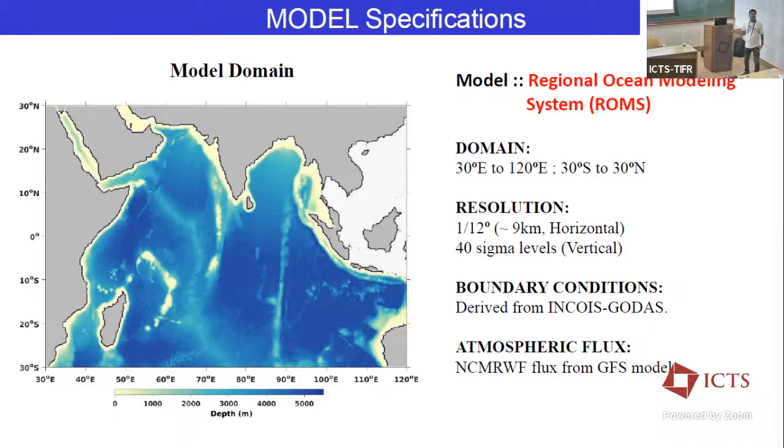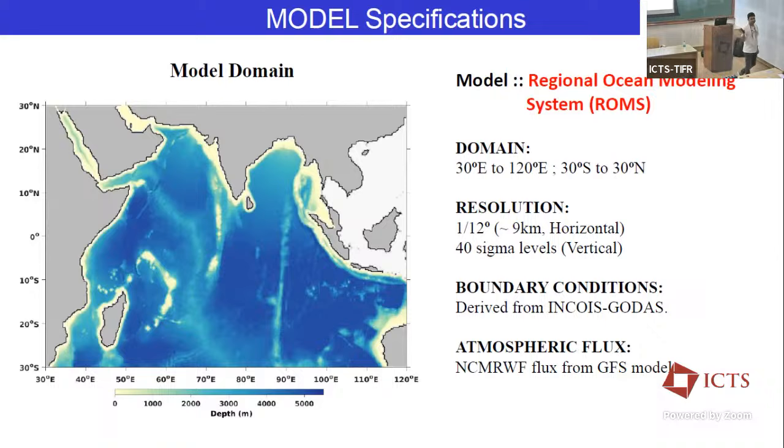Since it is a regional model, it needs boundary conditions. It is open in this direction, it interacts with the Pacific through this direction, it interacts with the Southern Ocean, okay? So we have to provide boundary conditions to this regional model. Where do we get those boundary conditions from? There is another global model called INCOIS GODAS, okay? From that, we provide boundary conditions to this regional model.